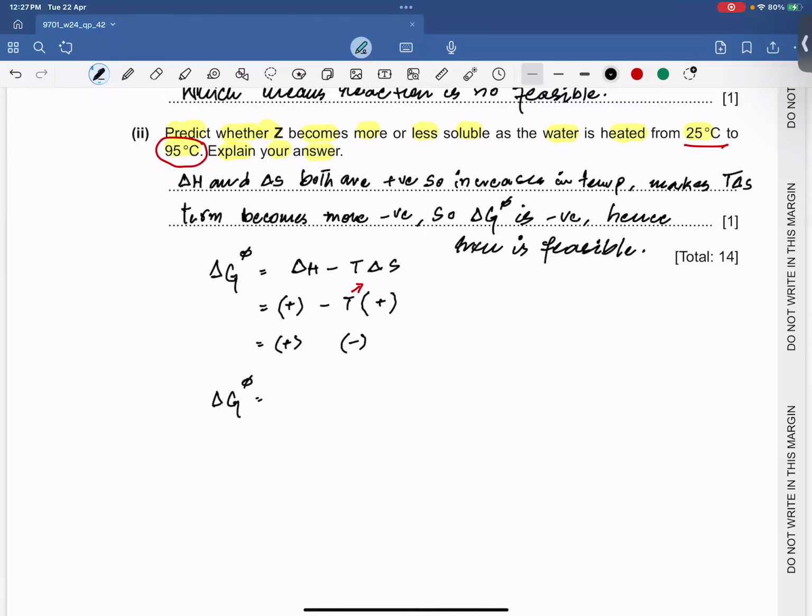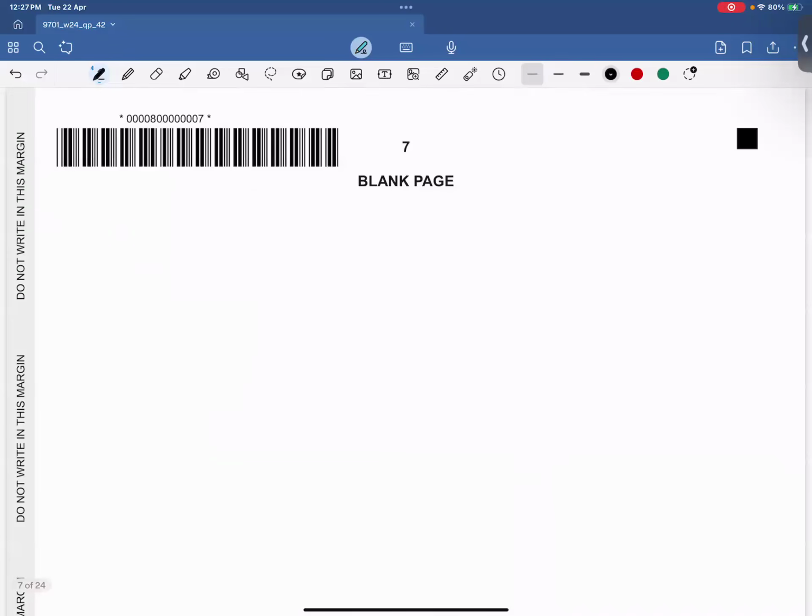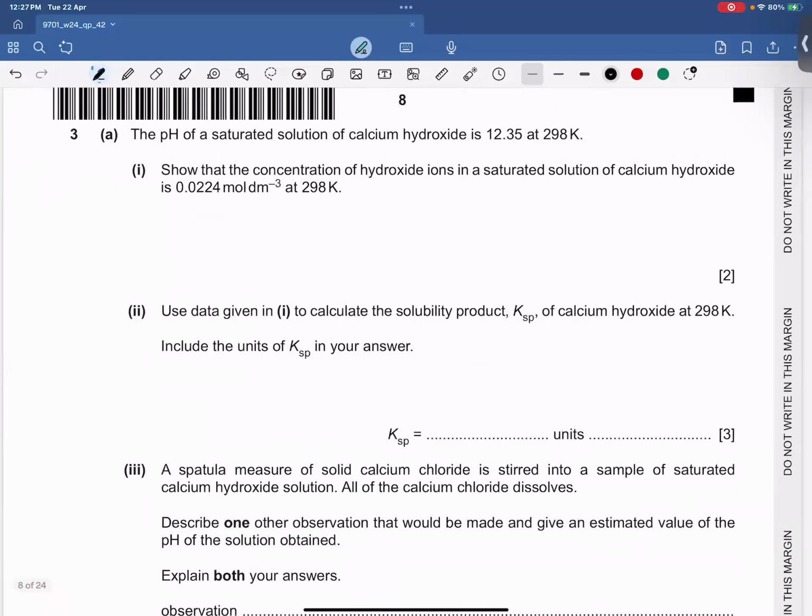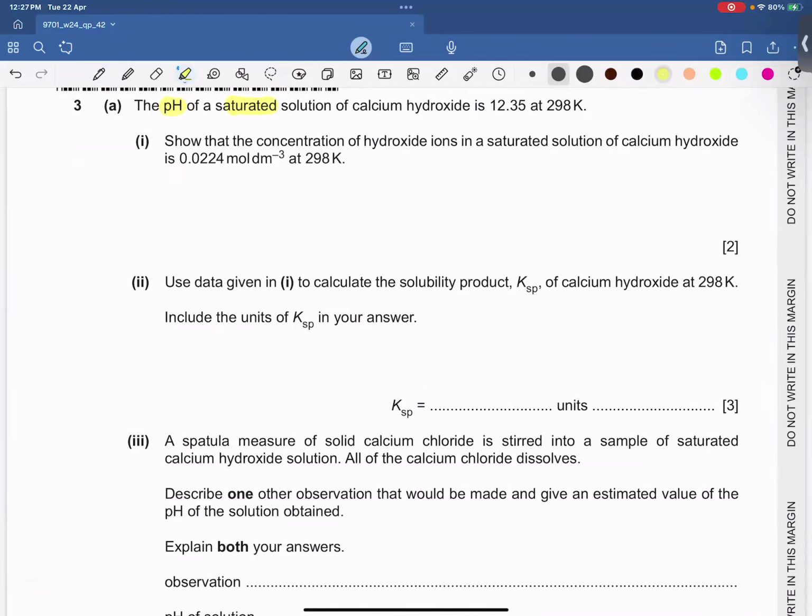That's the end of second question. I hope it makes sense to you. Let's move on to the third one. Question number 3. The pH of a saturated solution of calcium hydroxide is 12.36 at 298 Kelvin. So the value of pH is given. The examiner is looking for the concentration of hydroxide ion in a saturated solution of calcium hydroxide, which is 0.0244 mole per dm cube at 298 Kelvin. So I need to show some sort of working here.